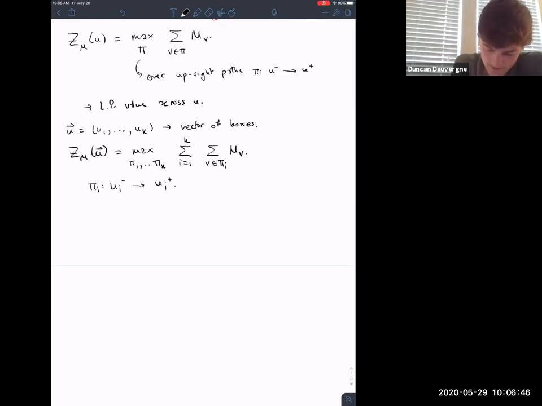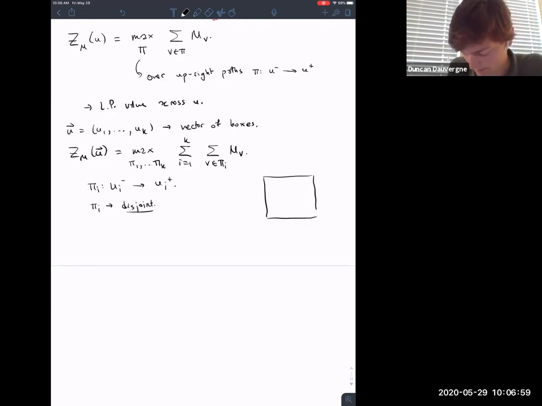And the important distinction with these multi-path last passage values is that we specify that our pi i are always disjoint. So the picture here is, okay, I have a bunch of starting points. I have a bunch of ending points. I'll just draw it with 2. And I'm taking the maximum weight over all disjoint paths between these points. Okay, so this is last passage values and multi-path last passage values.